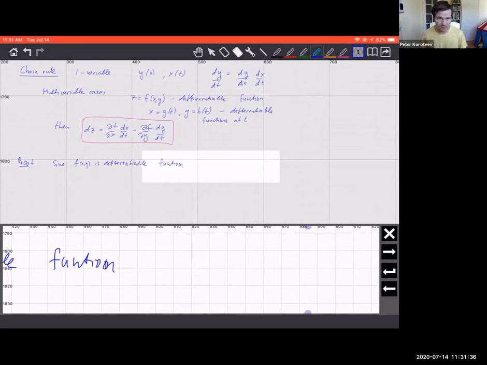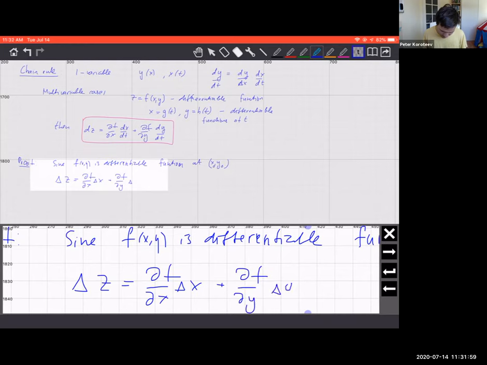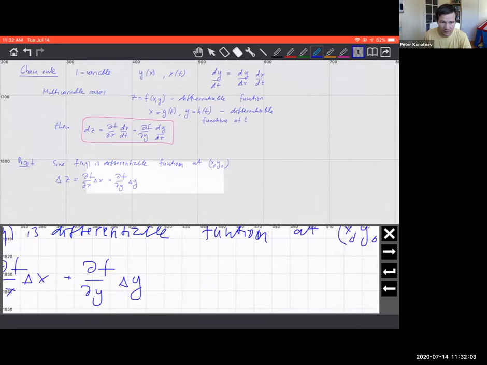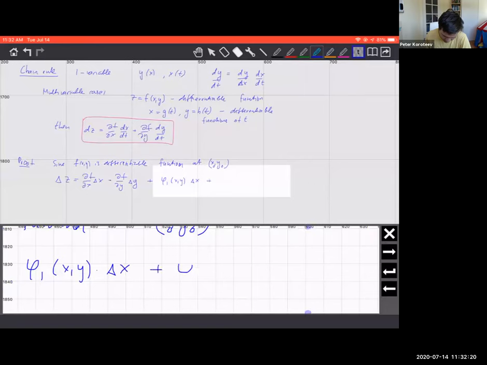the differentiable function at any point, say x0, y0, we can write the change of z in terms of these finite differences, right? So it's df over dx, delta x plus df over dy, delta y, plus the function phi, which I will present like this. So it's equal to phi 1 of x, y times delta x, and then plus phi 2 of x, y times delta y.